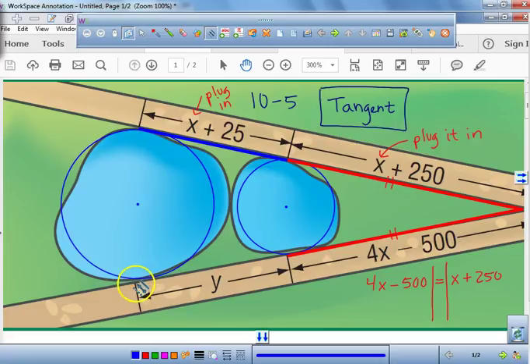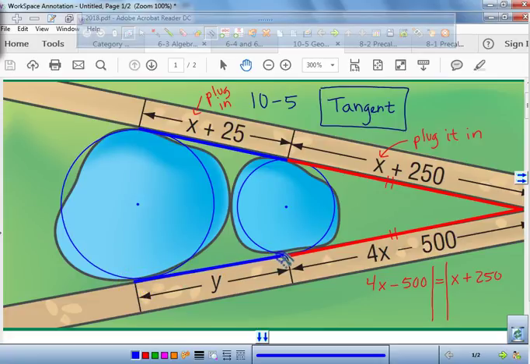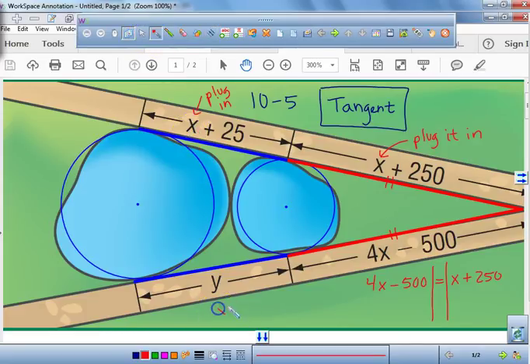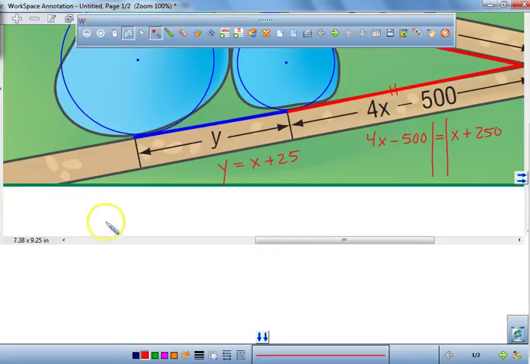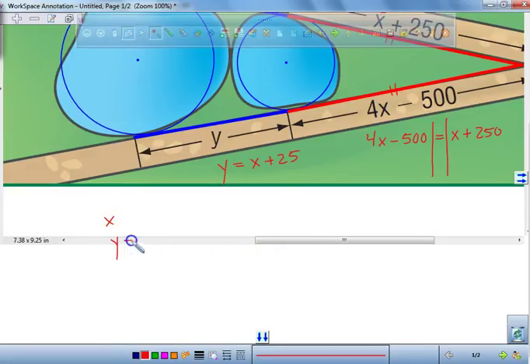That distance is the same distance as another distance called y. So if you solve for x correctly, and then you plug it in right here, just remember, you should know what y is equal to. What is y equal to? X plus 25. So solve for x, and you'll get a value for x. Y will equal whatever x plus 25 is. All right, so once you find x, just plug it in right there.